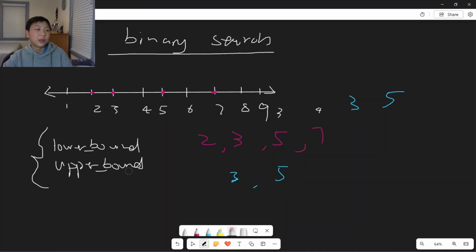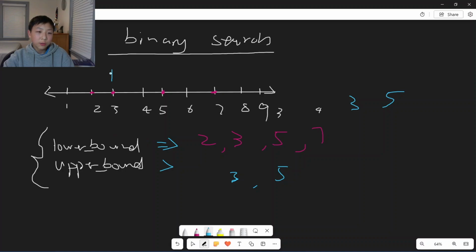So that is the difference between lower bound and upper bound. Lower bound is going to give you the first element that is equal to or greater than the given element. Now upper bound is only going to give you the element that is greater than the given element. So in this case, for 3, should we use upper bound or lower bound?